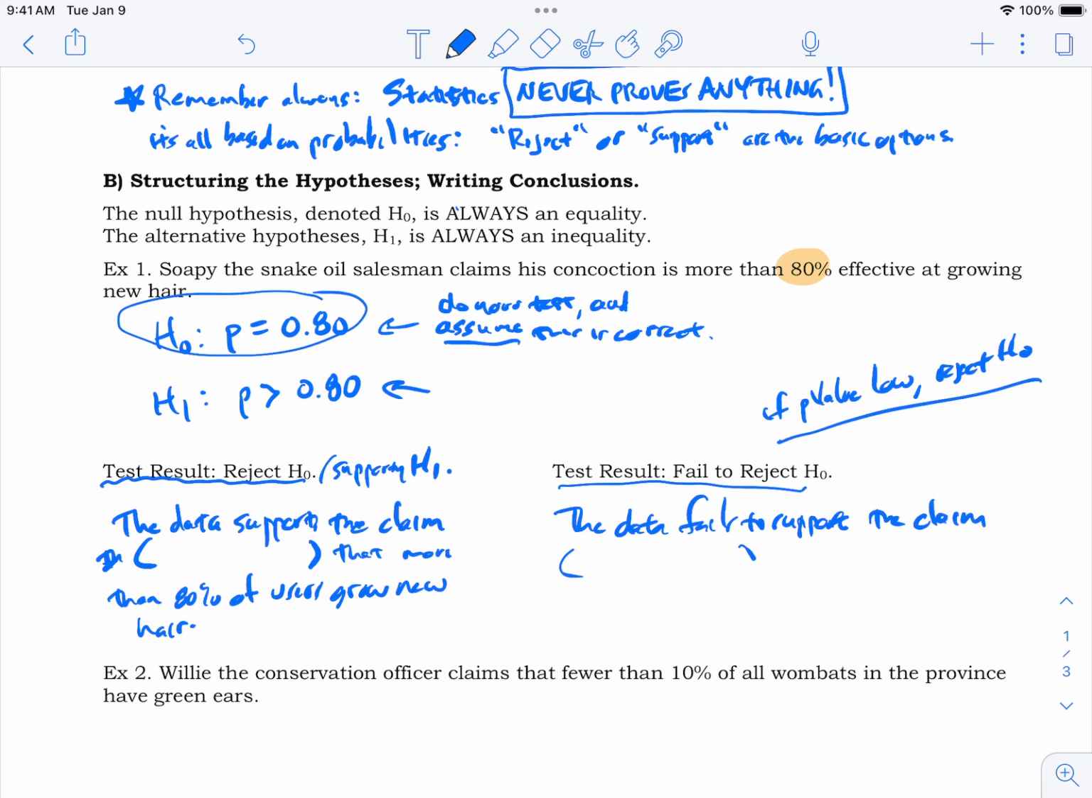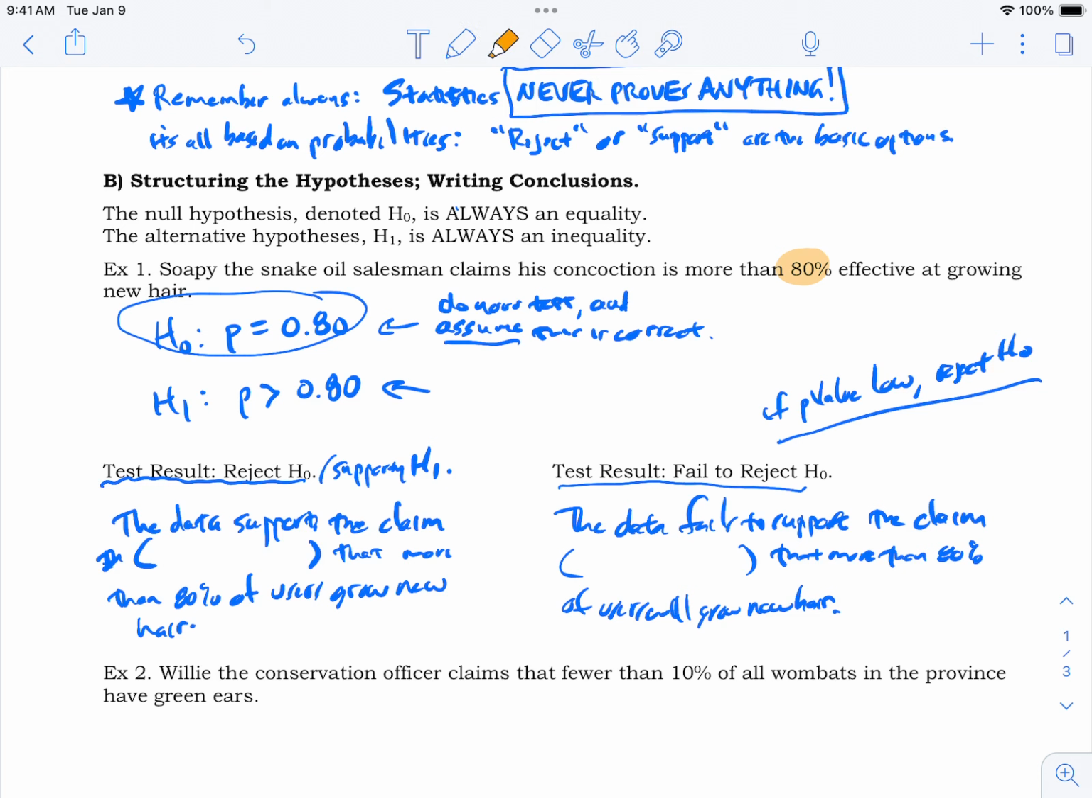And again, there's parentheses, something goes there, that more than 80% of users will grow new hair, or something like that. You have to write out these sentences, by the way. I know people really hate writing sentences these days because it's like, you mean a pencil? Yeah. So anyway, or you could type it out. Anyway, you should write full sentences is what I'm saying here. So, okay, so this is one possible thing.